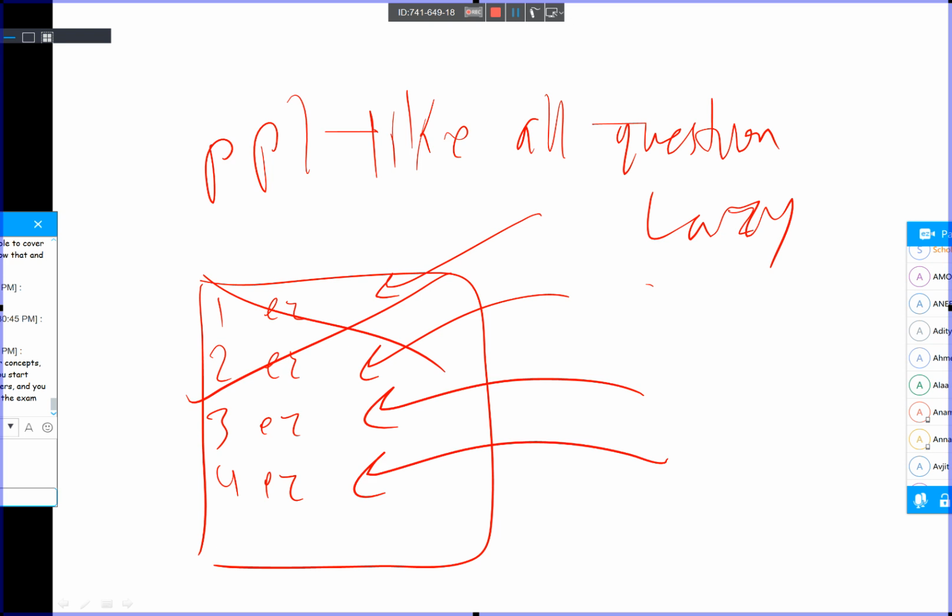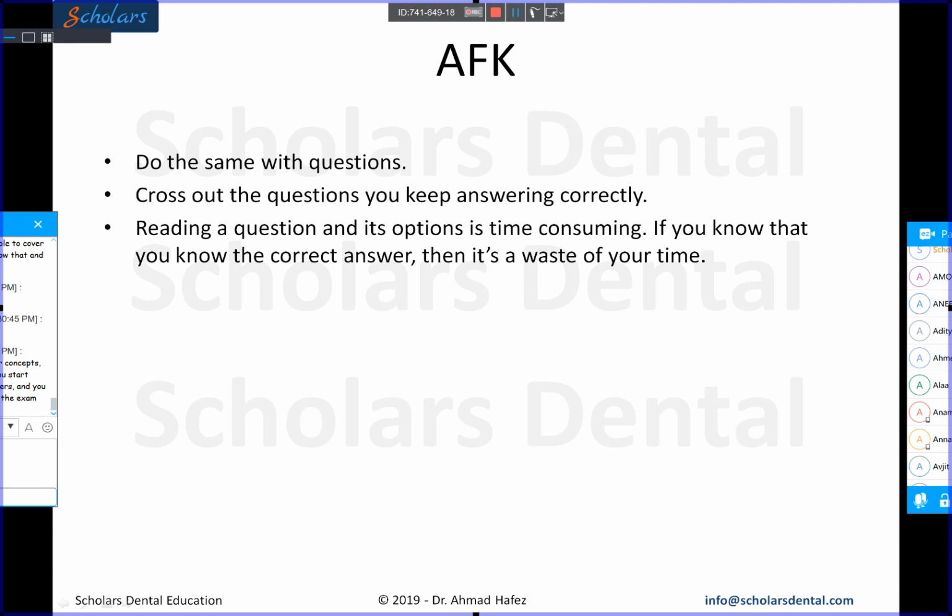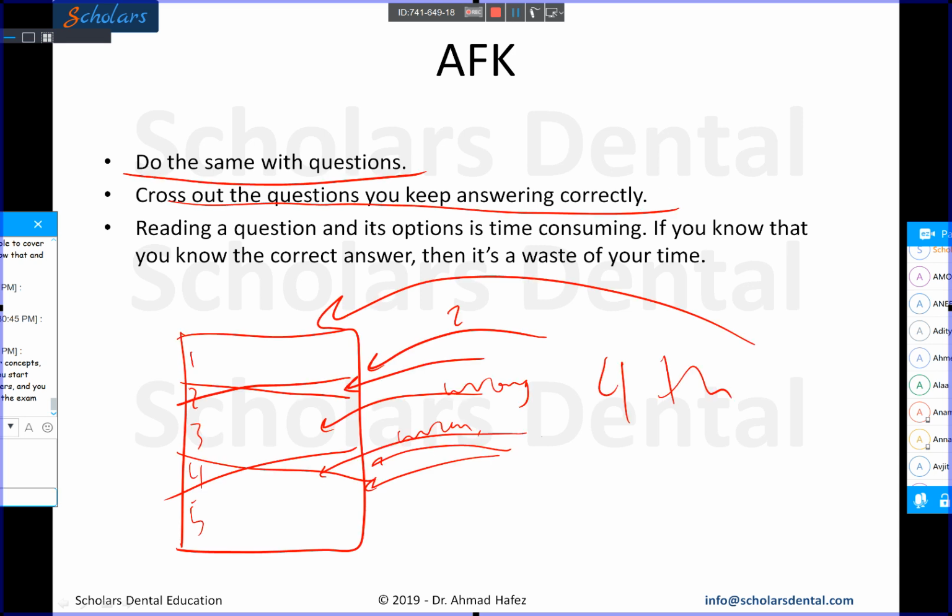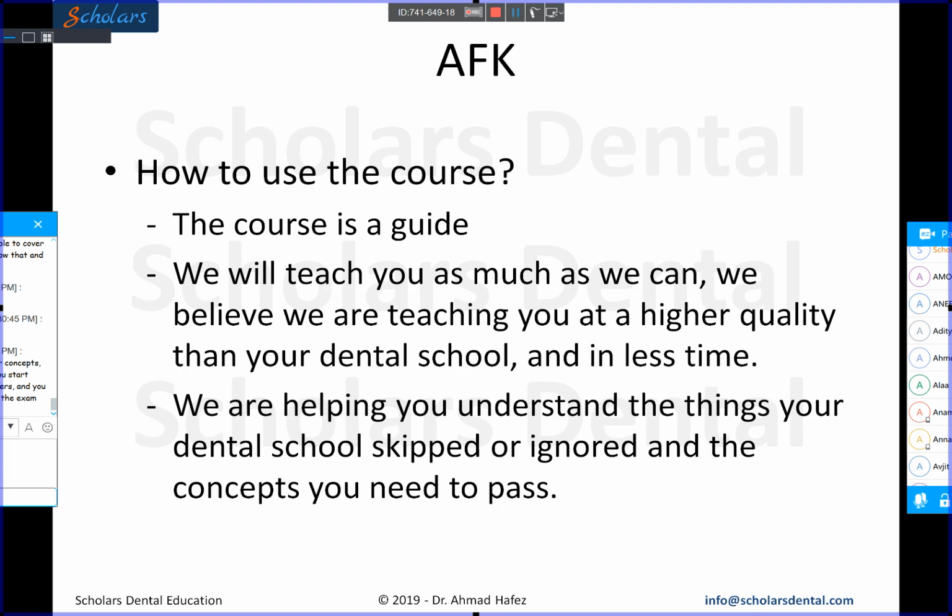Don't be lazy. Cross them out and don't try to make yourself feel good. Try to make yourself improve. It's not about making yourself feel good about these easy questions that you know how to answer. If you already know how to answer them, cross them out and start focusing on the ones you don't know how to answer, even if it might make you feel bad, but hopefully it'll get you the right mark, right? So cross out the questions you keep answering correctly. Reading a question and its options is time consuming, so if you know the correct answer, then it's a waste of time. All right.